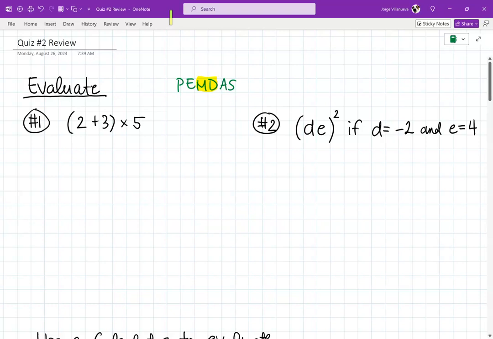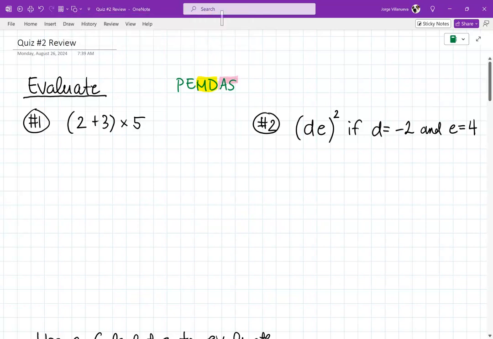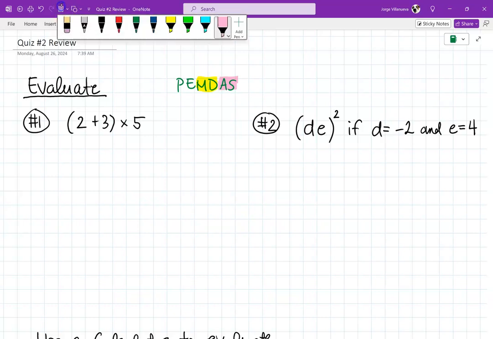the M and the D can be done in any order as long as you're going from left to right. So if division comes out first before multiplication, do division first. If multiplication comes out before division, then do multiplication first. And then we also have addition and subtraction. That can be done in any order. It can be subtraction first or addition first as long as you're going from left to right. Okay? So there's always an or there. Parentheses and exponents have to be done in that order. Okay? So just a real quick reminder.